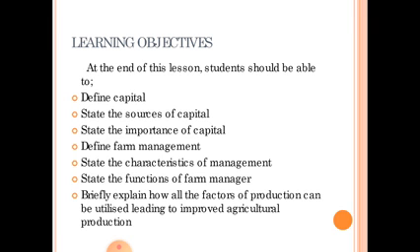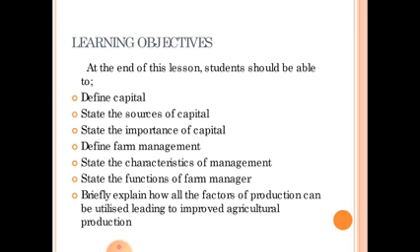Before that, we looked at the characteristics or features of capital. Then for the sources of capital, we said they include personal savings, agricultural banks, friends and relatives, government agencies, loans from commercial banks, and also cooperative societies. Another objective of the lesson says that you should be able to define farm management. We said that farm management refers to the person or group of persons who coordinates, organizes, and controls the use of other factors of production.